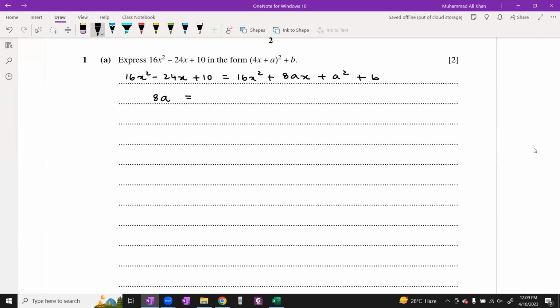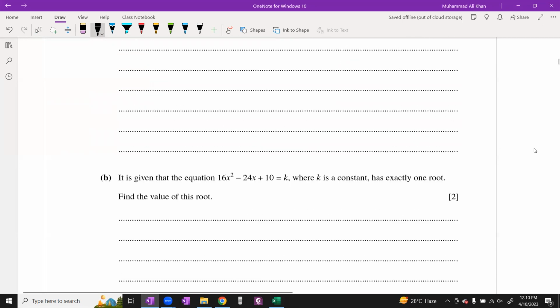By this, coefficient of x, 8a equals minus 24, so a equals minus 3. a square plus b equals 10, so b equals 10 minus minus 3 square, b equals 1. So it will be (4x minus 3) whole square plus 1. This is the first part. Hopefully it is very simple and it is clear.